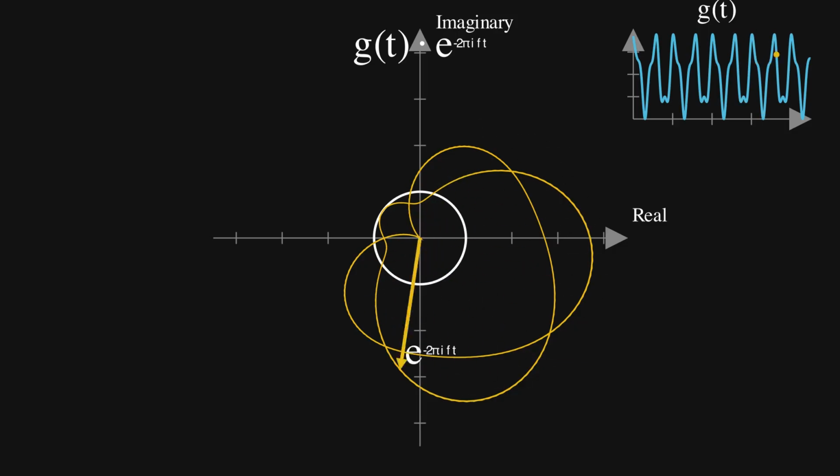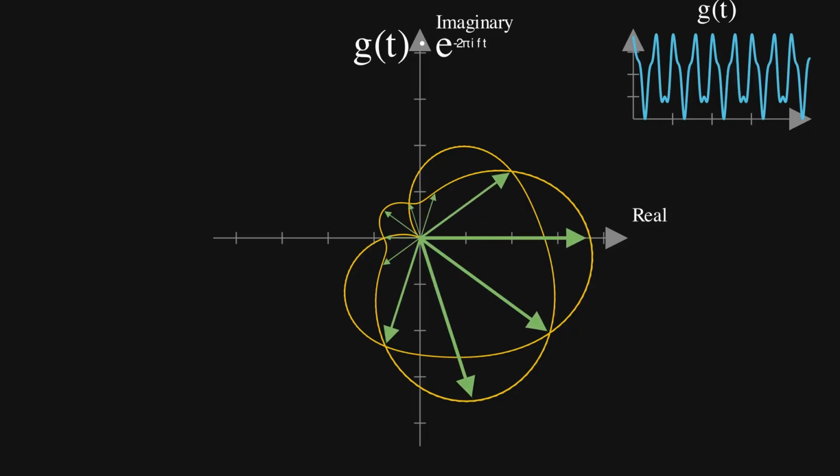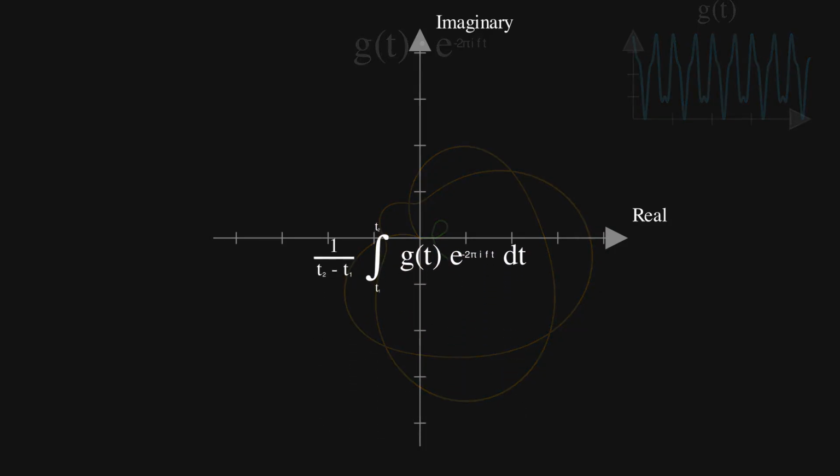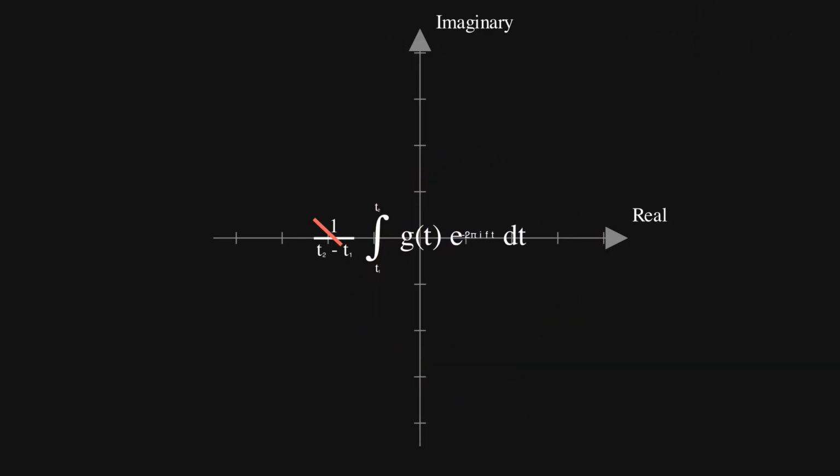The length of the rotating vector gets stretched and squished by the value of g of t, tracing out our wrapped shape. Now, how do we find the center of mass of this continuously rotating line? We sum up all the points along the curve and divide by the total number of points. In the continuous world of calculus, this sum becomes an integral. We integrate g of t times e to the negative 2 pi i f t over our time interval and divide by the time duration. And there you have it, the exact formula for the center of mass.